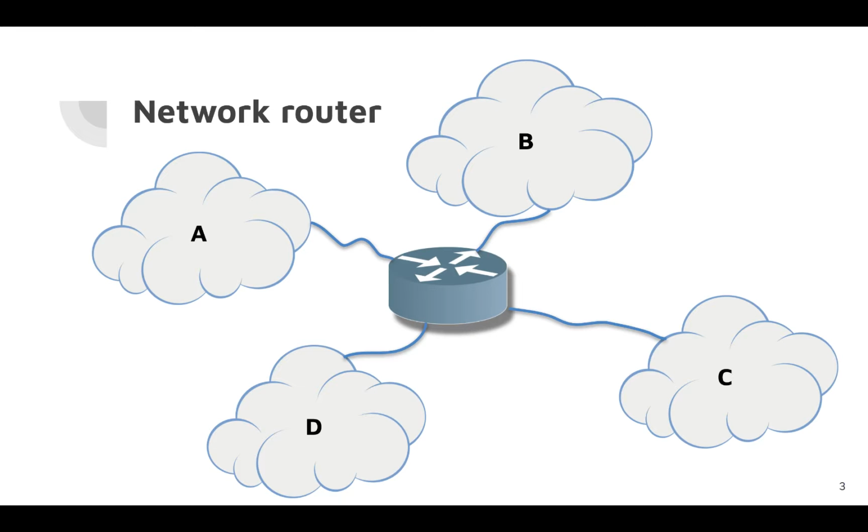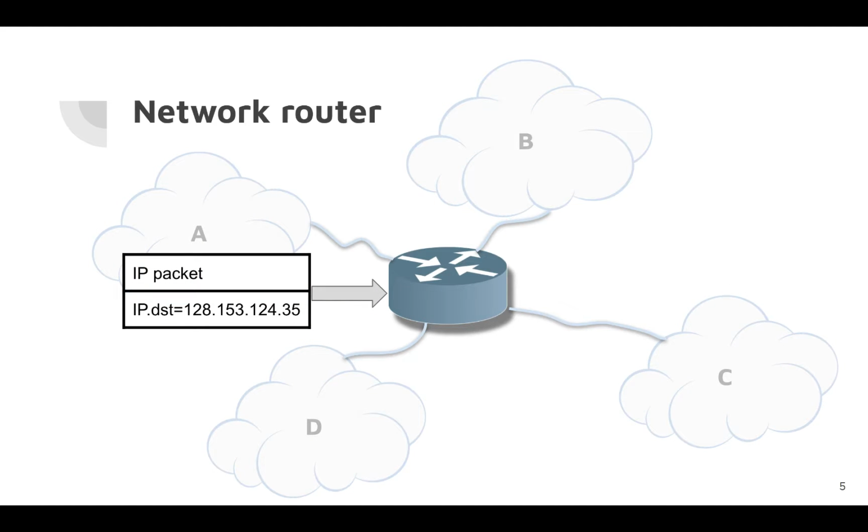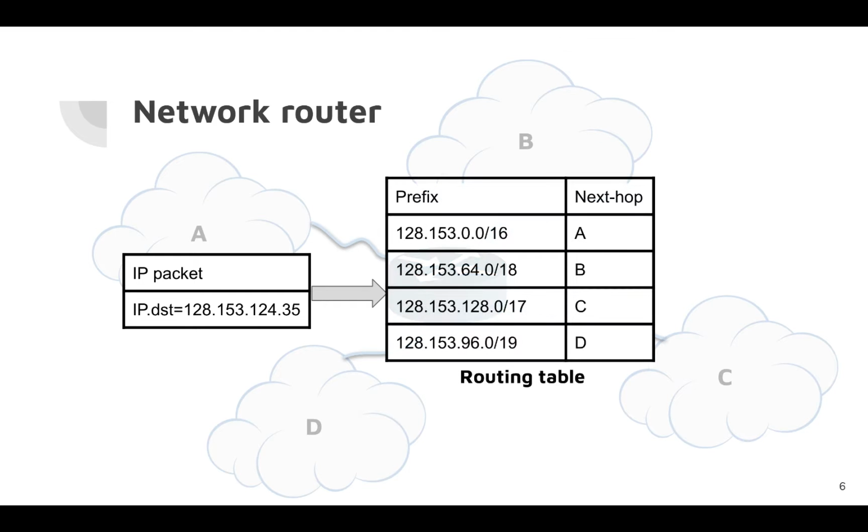Let's have a look at a simplified illustration of route lookup. ISP routers contain large BGP tables with destination prefixes and next hops. These tables are also called forwarding information bases. When a packet arrives at a router, its destination IP address is matched against the prefixes in the routing table. The longest match is selected to obtain the next hop.